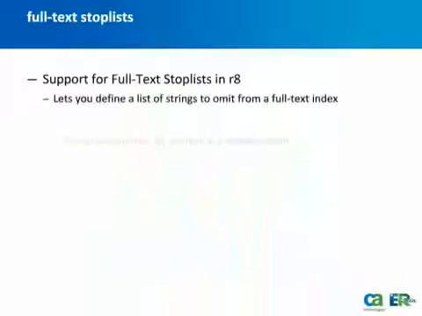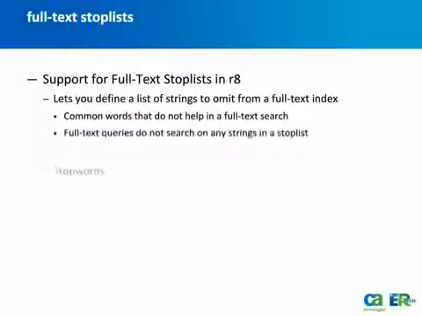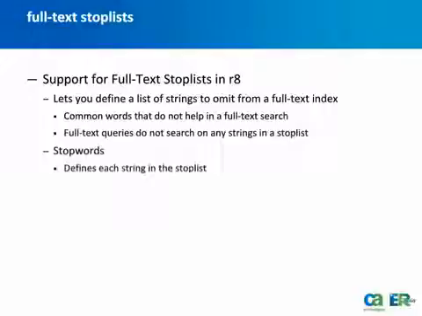Support for full-text stop lists lets you define a list of strings to omit from a full-text index. These strings are common words that do not help in a full-text search. Full-text queries do not search on any strings in a stop list. Stop words define each string in a stop list.